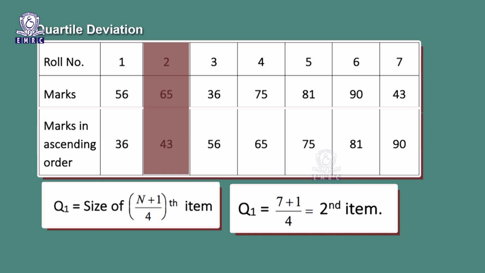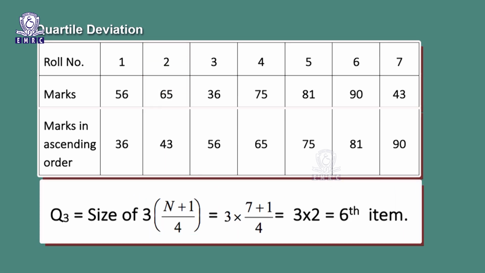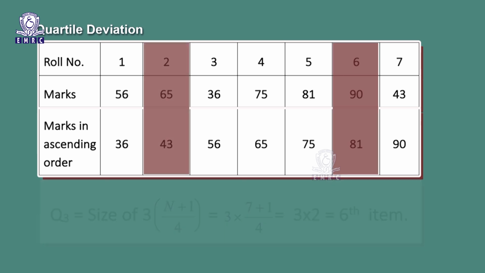And the third step is to calculate the Q3 value. Q3 is size of 3 times (n plus 1) divided by 4. Here also n is equal to 7. So 3 into (7 plus 1) divided by 4, which is equal to 3 into 2, that is nothing but the sixth item. So if we see in the series, the sixth item is 81. So now we got both the Q1 value as well as the Q3 value.